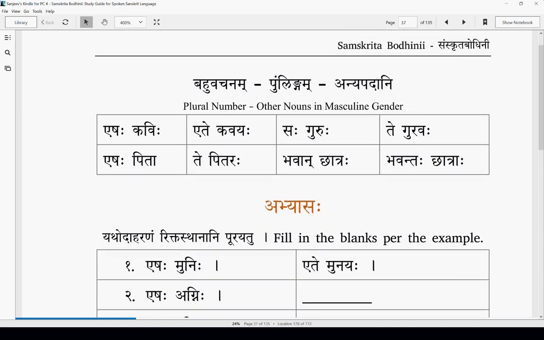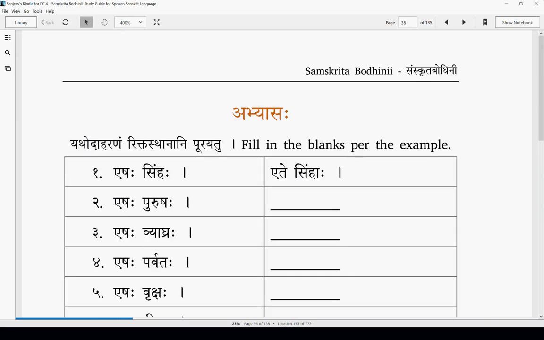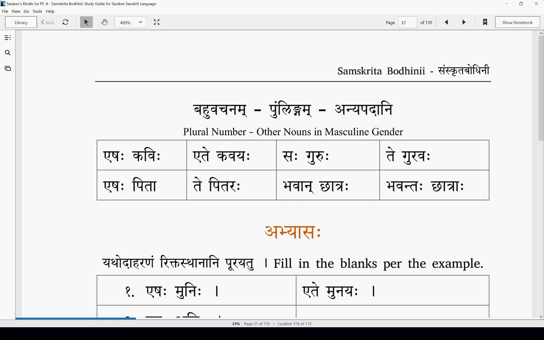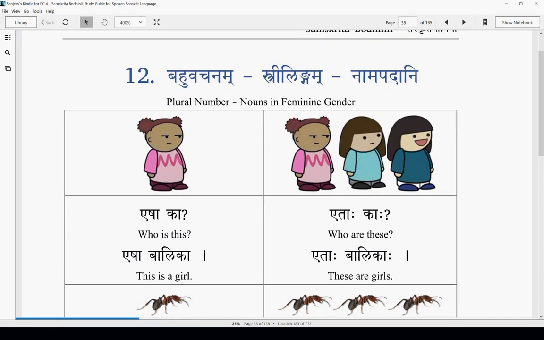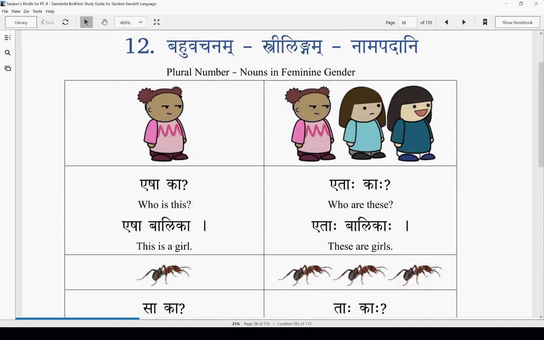In this book there are other types of words also which are not ending in a and visarga, but we will look at those some other time. We will skip this. Just focus on a and visarga now. Like we had in ekavachanam, simhaha, purushaha, vyagraha. This one has words ending in e and visarga; we will come back to this later. Now let's look at bahuvachanam strilingam.